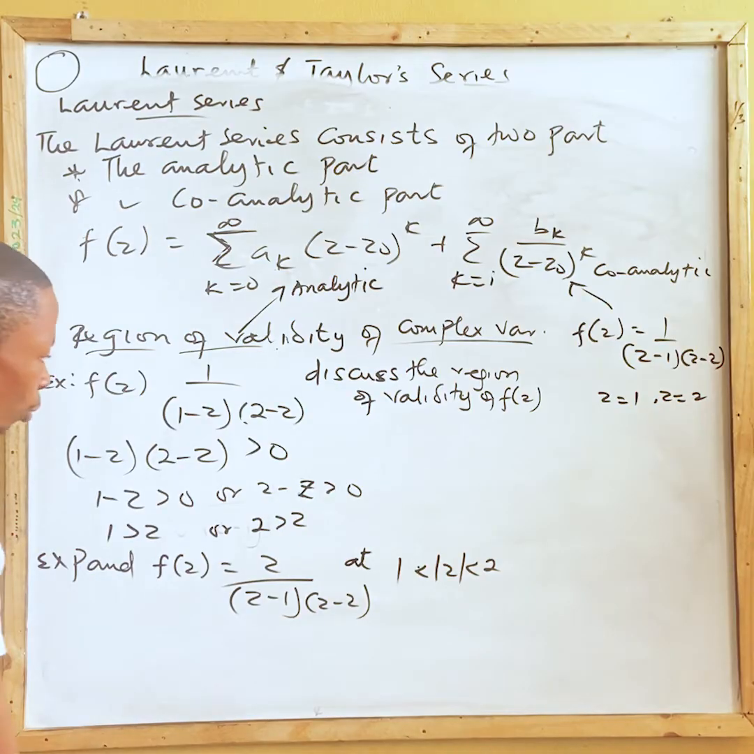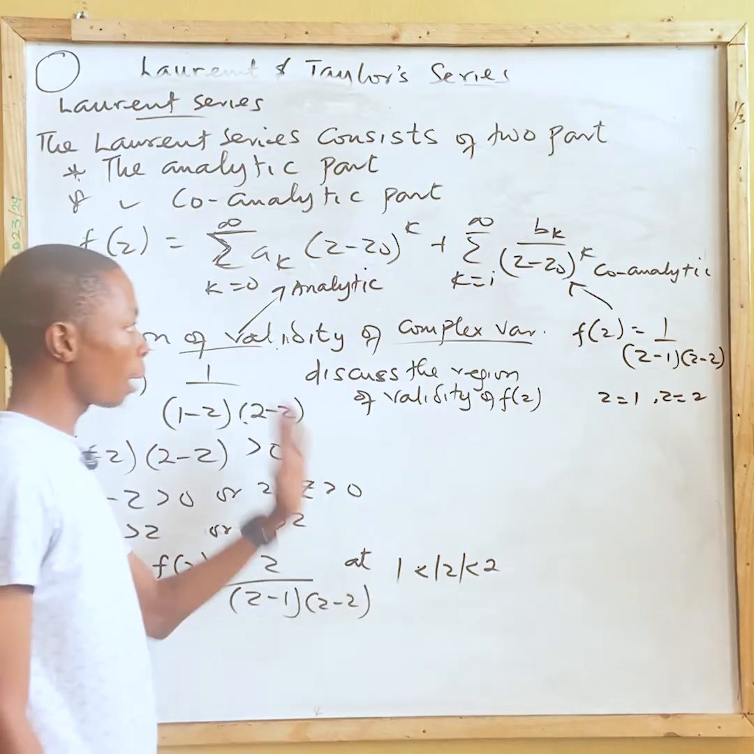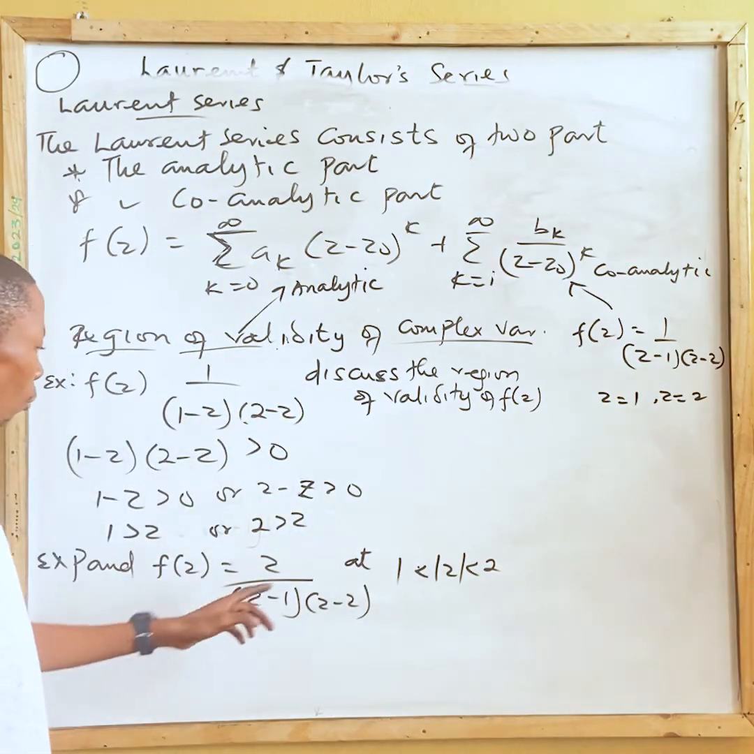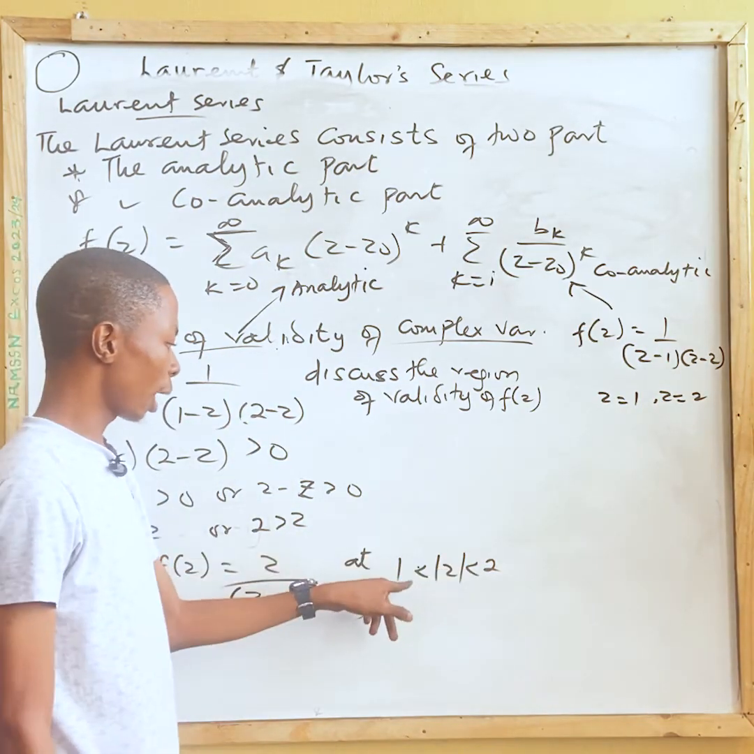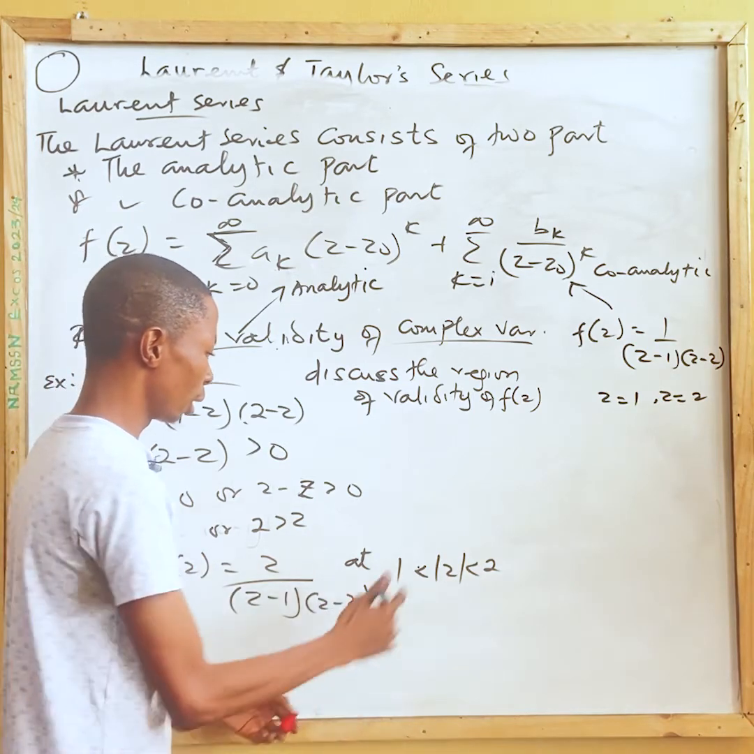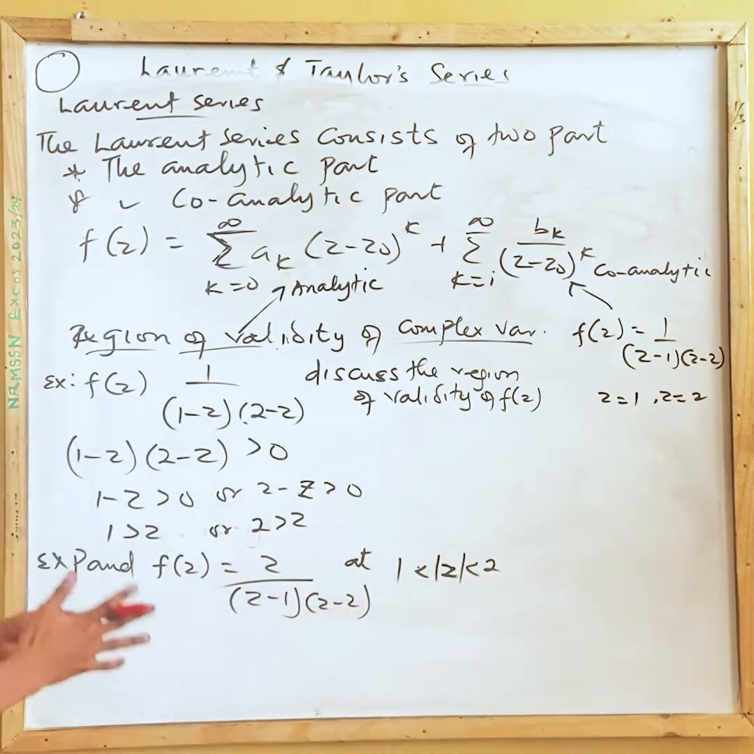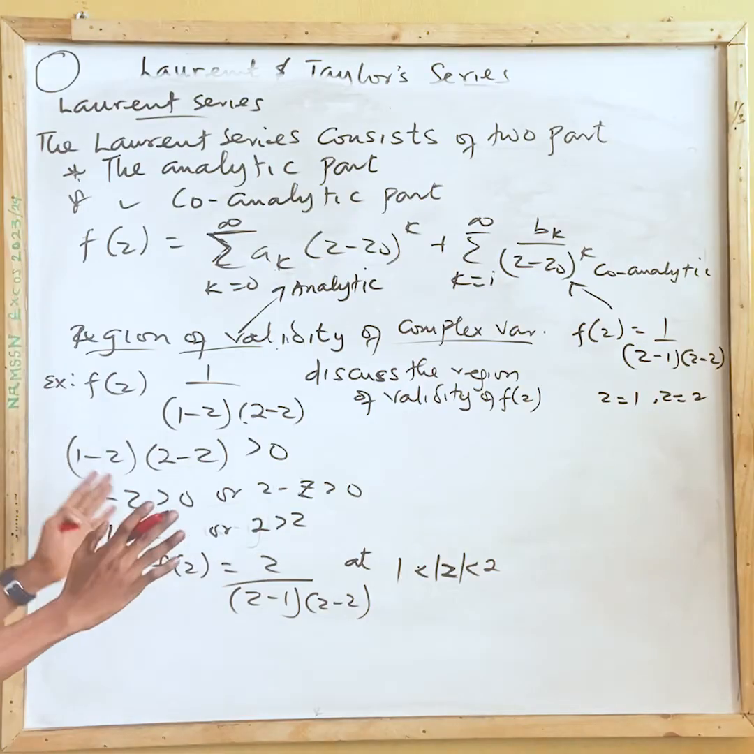So you see the difference between Taylor and Laurent series. In Taylor series, they will ask us to expand at a particular point. Here for Laurent series, we want to expand at these 2 points, at 1 minus z and 2 minus z. So the first thing is that we will break this down into partial fractions.